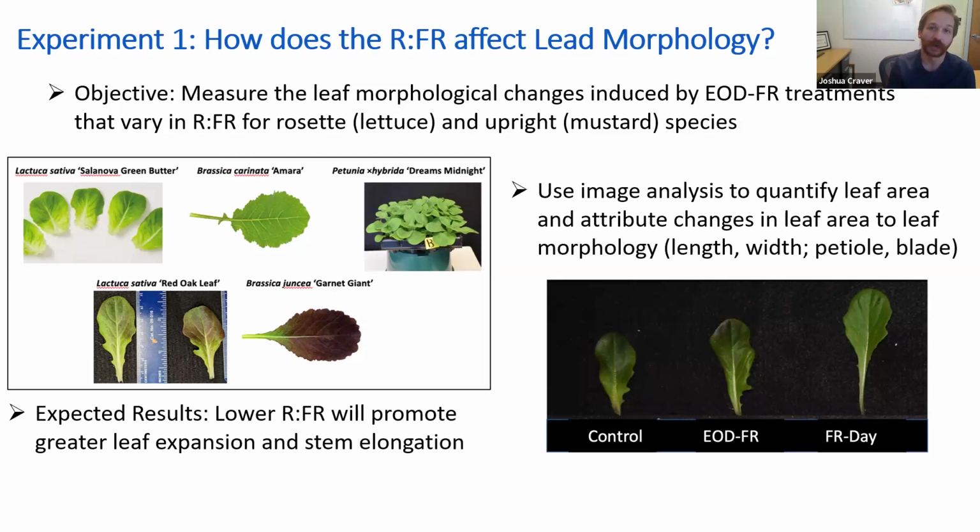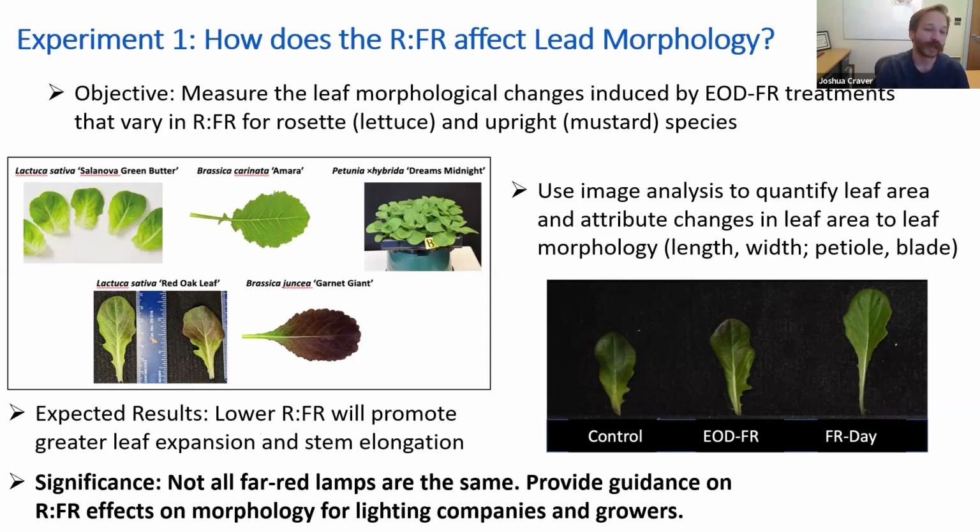So is the leaf area coming from a really elongated petiole? Is it coming from the blade of the leaf widening? Where are we getting that increase in leaf area? Because that matters in terms of plant growth and quality. And what we're expecting from that is that a lower red to far red ratio is going to promote greater leaf expansion, but also stem elongation. So if you're trying to find a balance between the two, you might have to do some finagling.